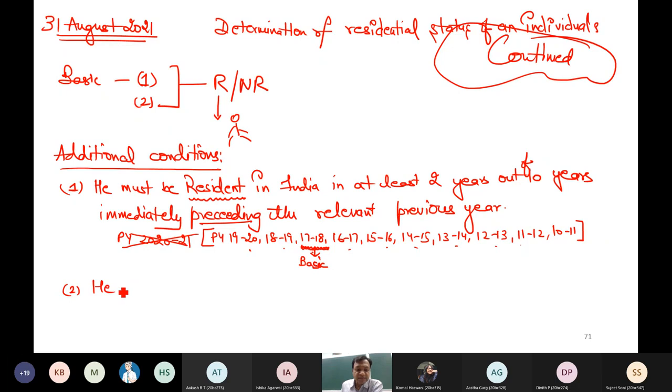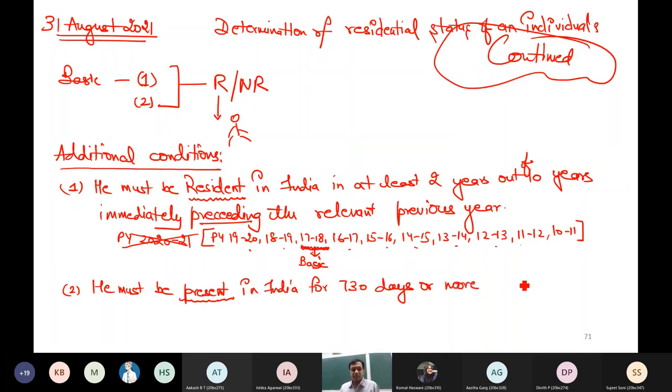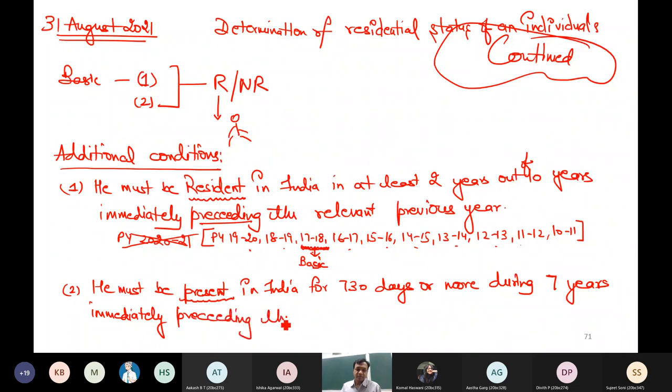Second additional condition. He must be present. So now this condition is using the word present. He must be present in India for 730 days or more during 7 years immediately preceding the relevant previous year.